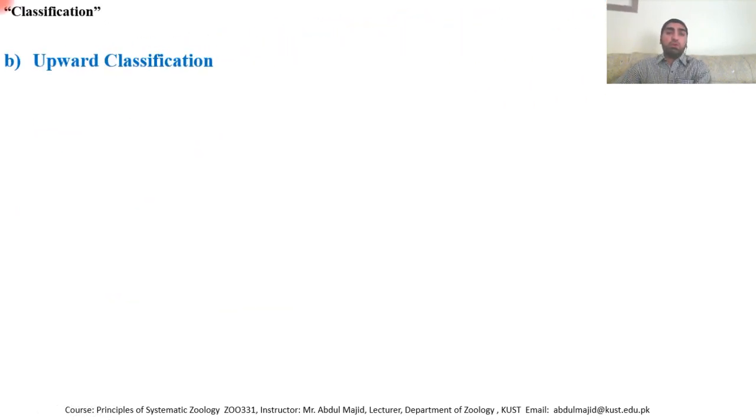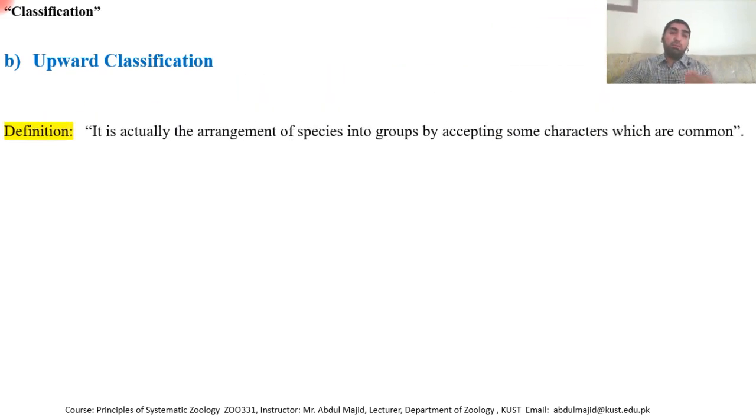Now, let's talk about the upward classification. In practice, we use upward classification, not the downward classification, which was very primitive. So, what is upward classification? By definition, it is the arrangement of species into groups. We start at the lower level, not from the higher, superordinate groups. We start from the subordinate at the bottom.